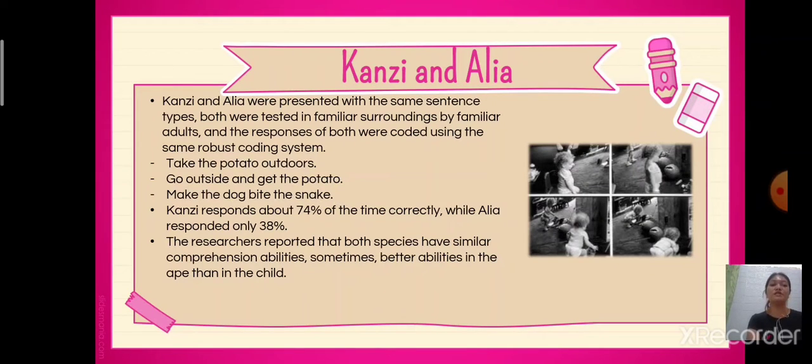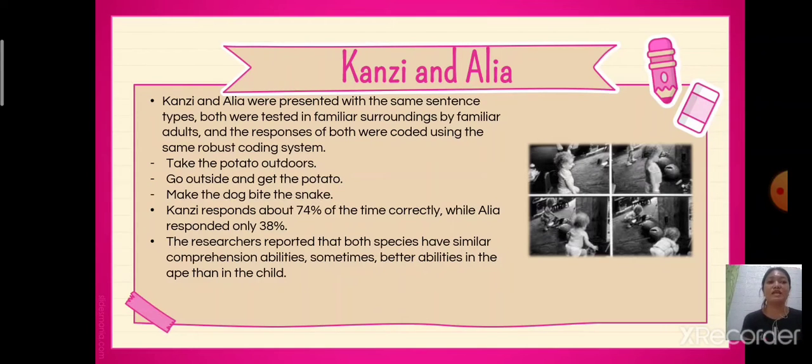So overall, the result says that Kanzi responded about 74%, while Aliyah only responded 38% correctly. So the researchers reported that Kanzi and Aliyah, or human and animals, have the same comprehension abilities, but at some points, animals have better abilities, or apes have better abilities than the child.